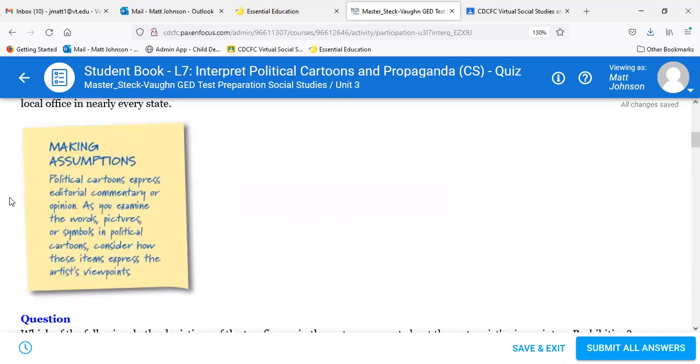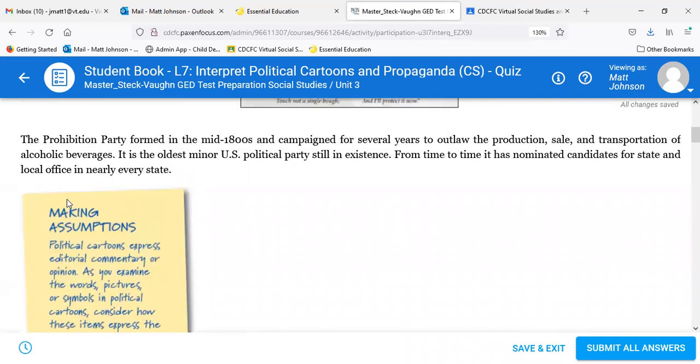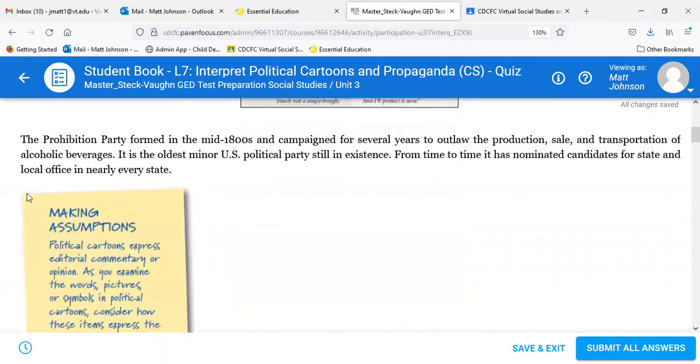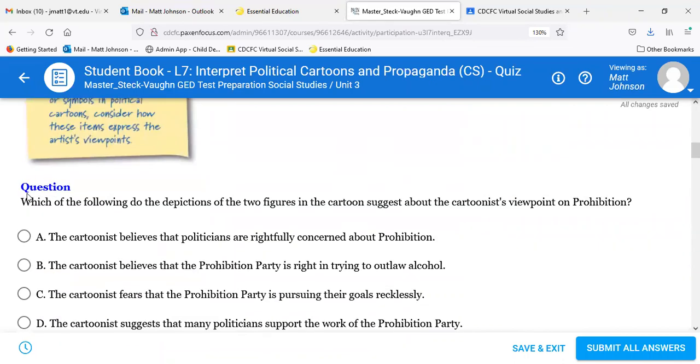And here, talking about making assumptions. So political cartoons express editorial commentary or opinion. As you examine the words, pictures, or symbols in political cartoons, consider how these items express the artist's point of view. And that's what this is all about, that particular artist, that political cartoonist's opinion. And you have to take a good look at them sometimes to really take it all in, because there's a lot going on in some of these from time to time.